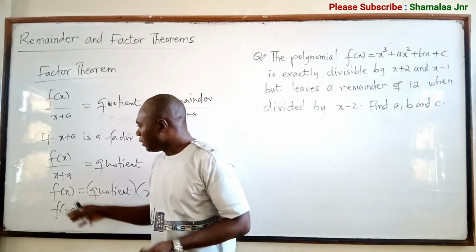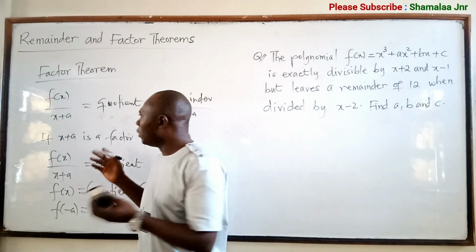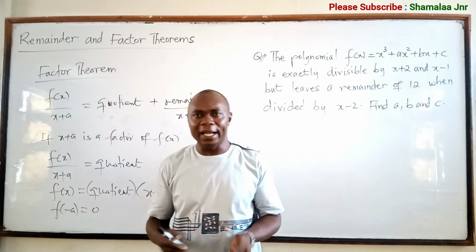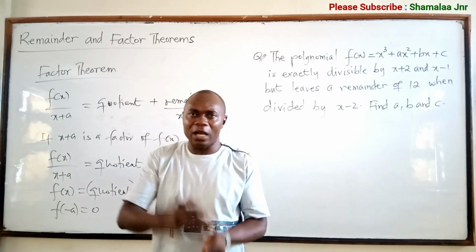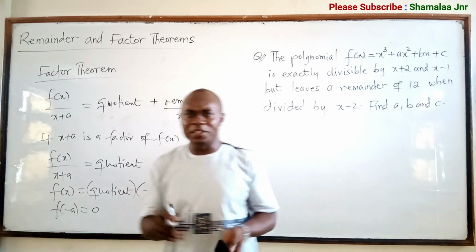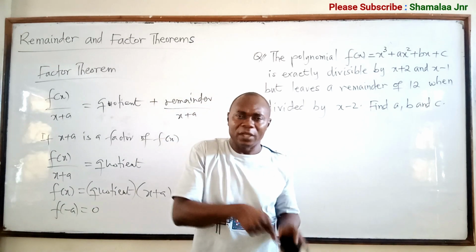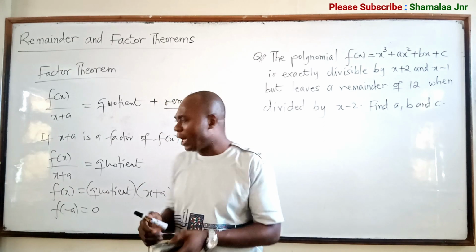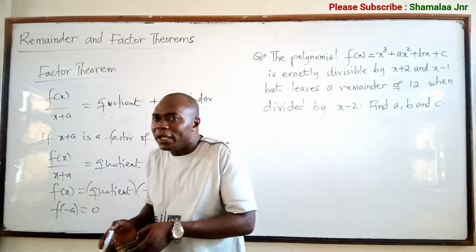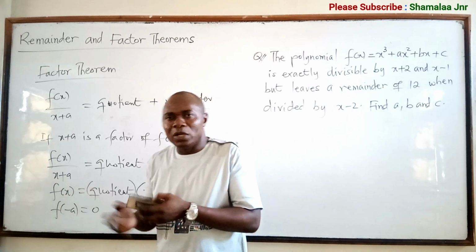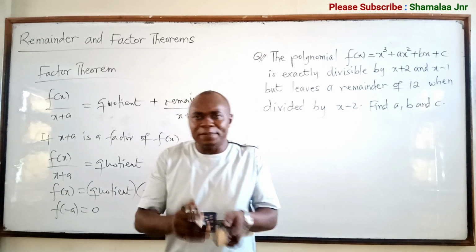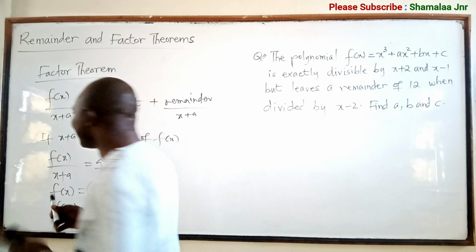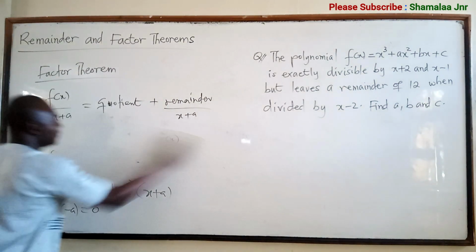Now, again, when you have a polynomial f of x and it is exactly divisible by x plus a, or, on the other hand, if x plus a is a factor of a polynomial f of x, what it means is that f of negative a should be equal to 0. On the other hand, if you have f of negative a equal to 0 for a polynomial, what it means is that x plus a is a factor of that polynomial. It's not difficult at all, viewers. You just have to understand. Okay, now let us look at examples.